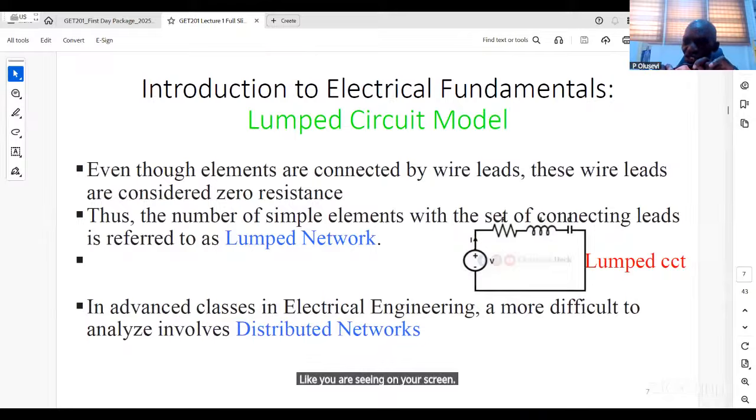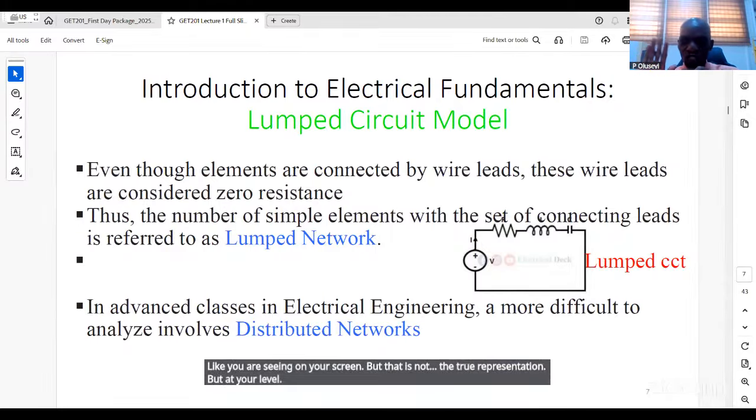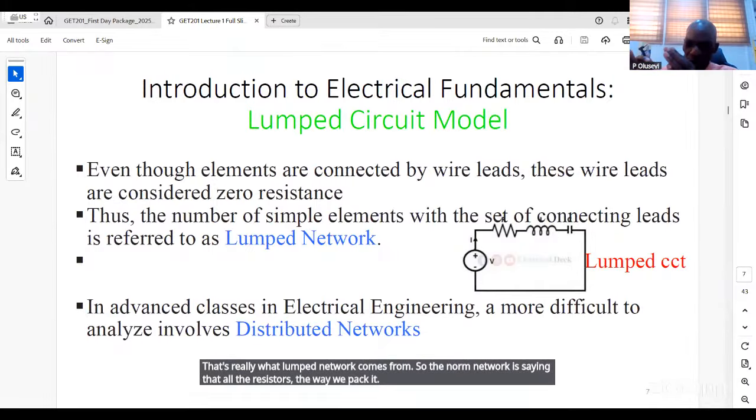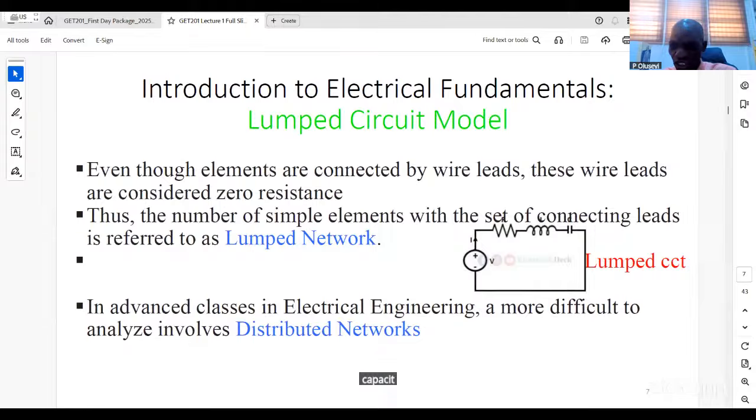But that is not the true representation. At your level, that is what we will teach you, and that is what you should worry yourself about. On account of that, by bringing together all the circuit elements, we are lumping them together. That's where the word lumped network comes from. The lumped network is saying that all the resistors, all the capacitance, all the inductance are packed together. That is what we mean by lumped network.